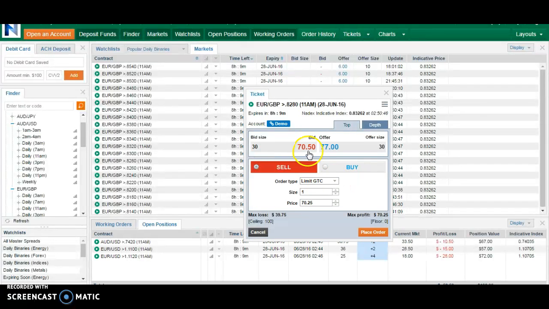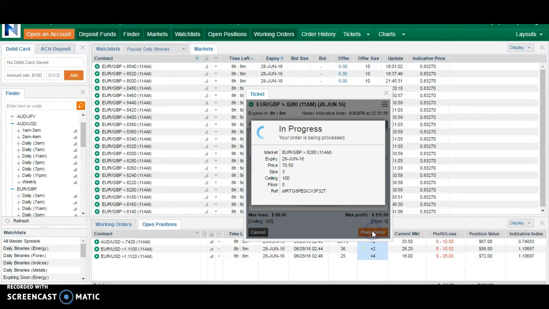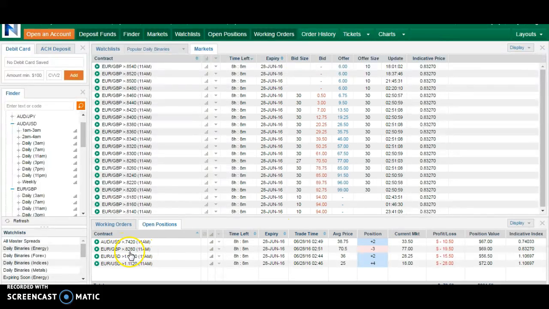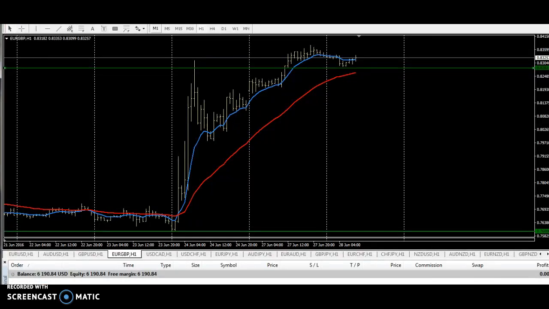Closed. 70.50. Take 3 of them. That's 70.25. 70.50. And place it. Boom. And we just sold Euro GBP at 82.80, and it's at 83.20 right now. It's got to move about 46 pips, but you got 8 hours, okay? And I'm getting these strike prices for really cheap, so let's do a couple more if we can find something here.